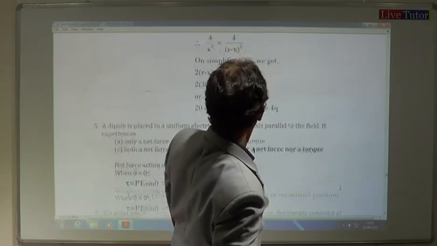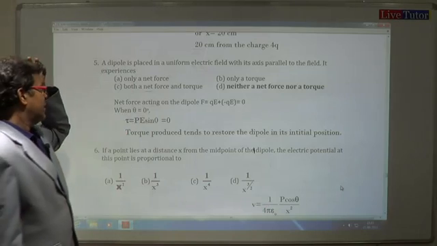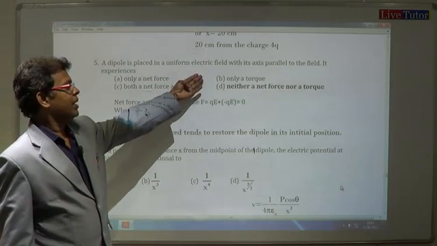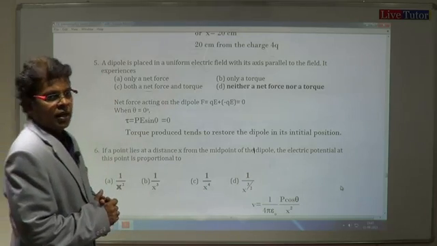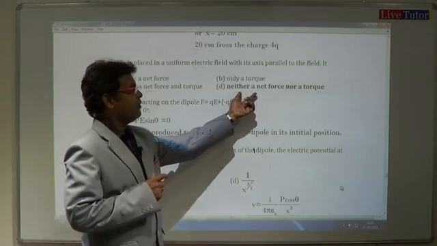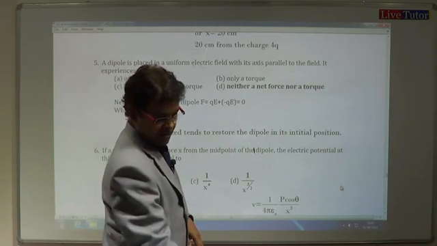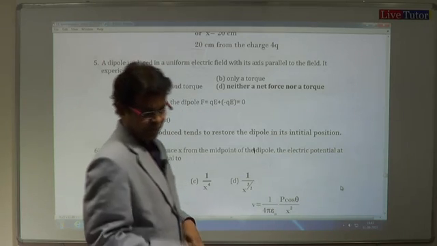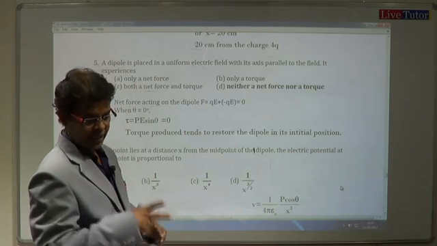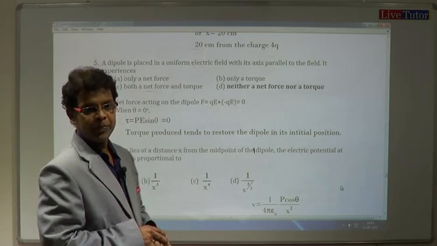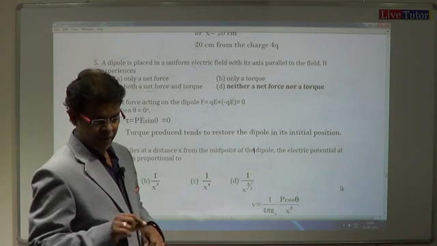The next question, you see. These are the very easy questions, we know that. A dipole placed in a uniform electric field with its axis parallel to the field experiences: both, neither net force nor a torque. You know which page it is? Torque, electric dipole in a uniform electric field. Look at the textbook, 1.2.7. In 1.2.7, there is a note, the last point, isn't it?